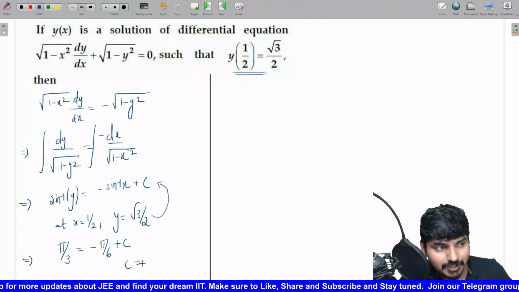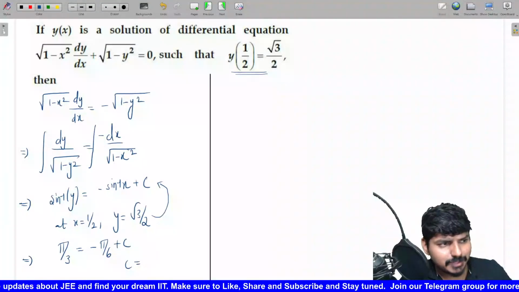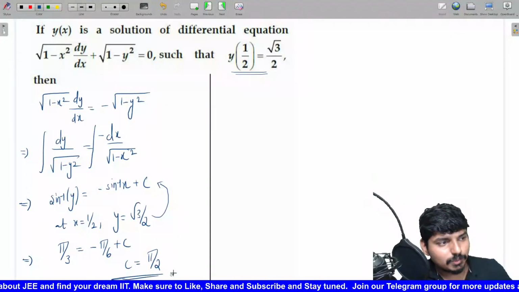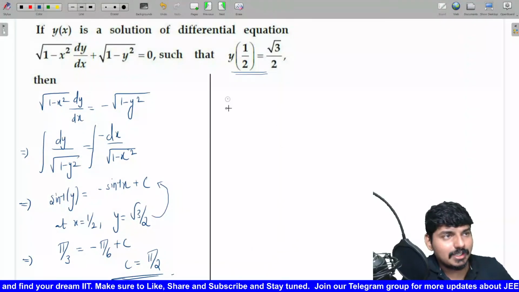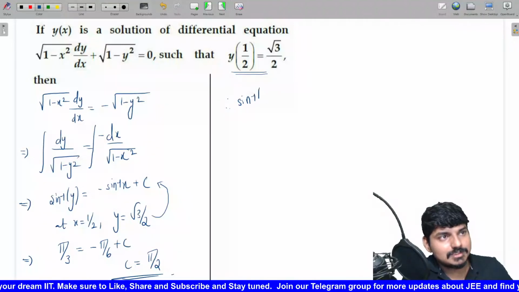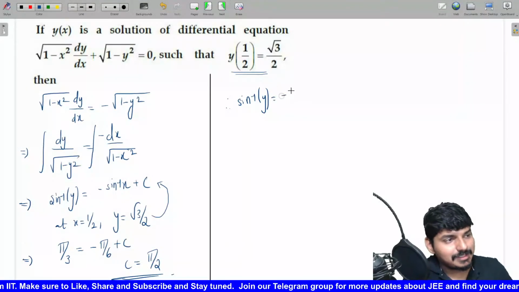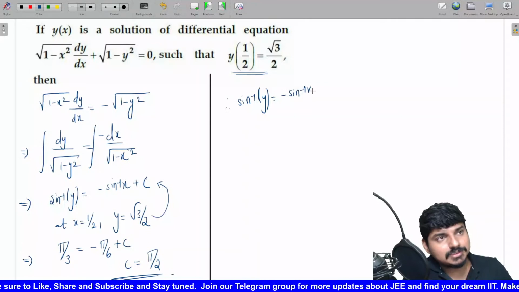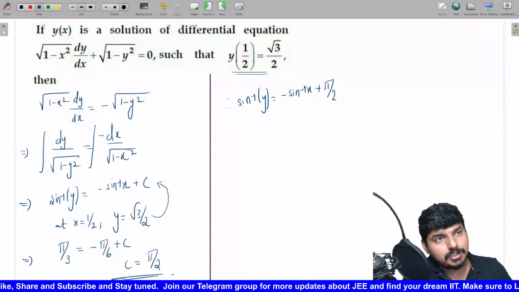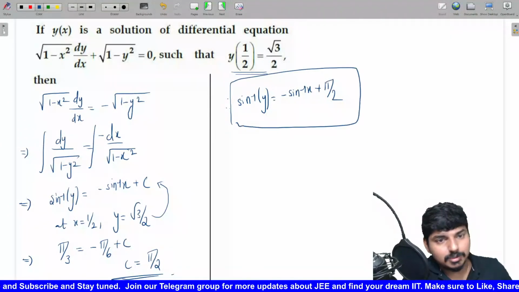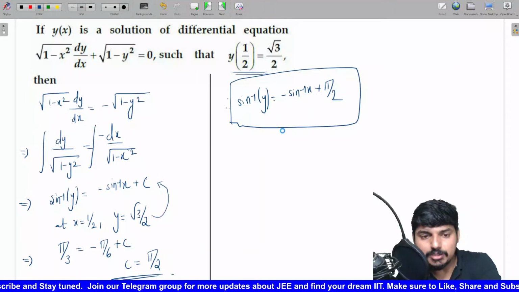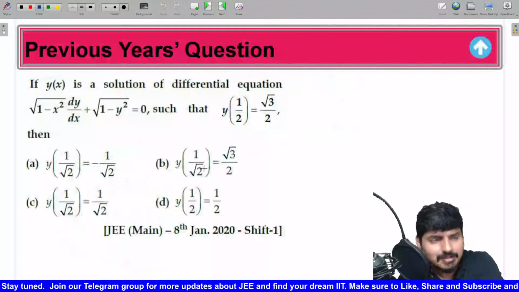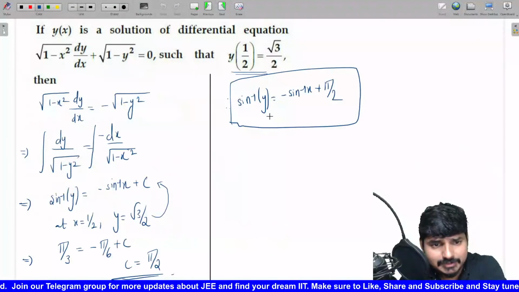So from here, what is the value of c going to be? Pi by 3 plus pi by 6. Well, c is going to be pi by 2. So I can tell you that sine inverse y is going to be equivalent to minus of sine inverse x plus pi by 2. This is going to be the solution. Now, according to the options given, you need to just check which option is going to satisfy this equation.